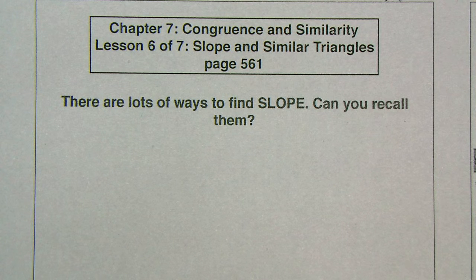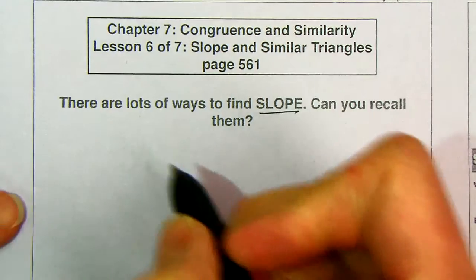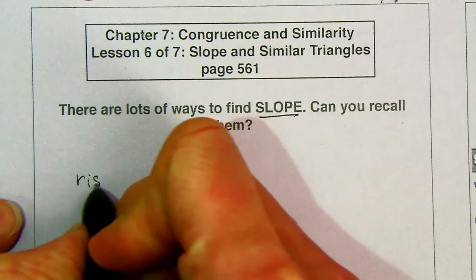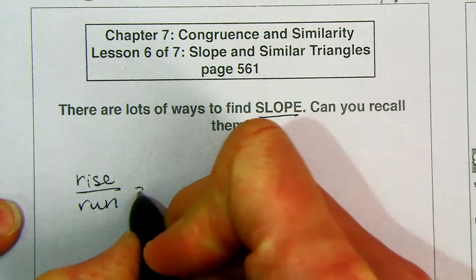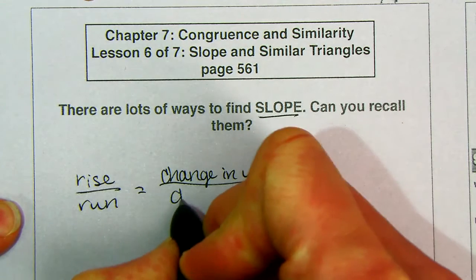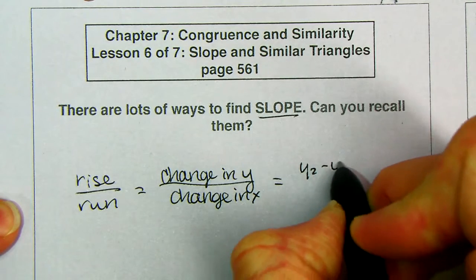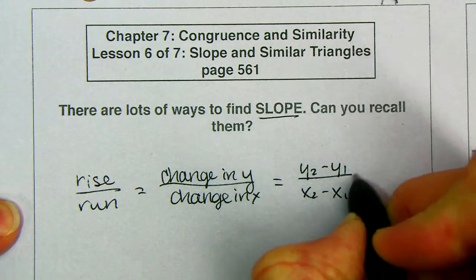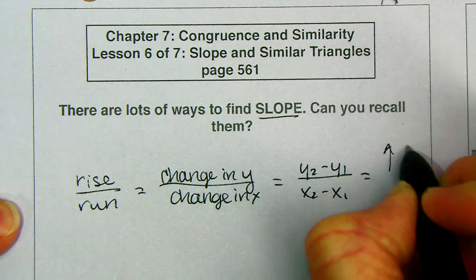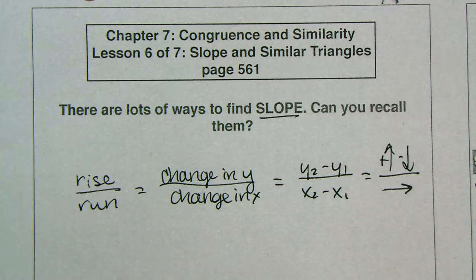But first, bringing back all we know about slope. Can you recall all the ways to find slope? One of the famous ones: rise over run. There's change in y over change in x. There's the formula y2 minus y1 over x2 minus x1. There's my ever popular up or down, positive, negative over how many to the right. All of those are the ways that we can find slope. But remember, slope is usually given as a ratio or a fraction with an integer over an integer.